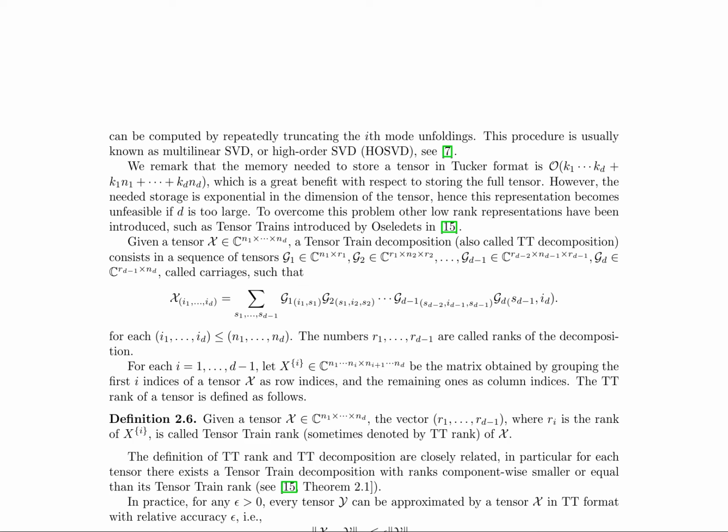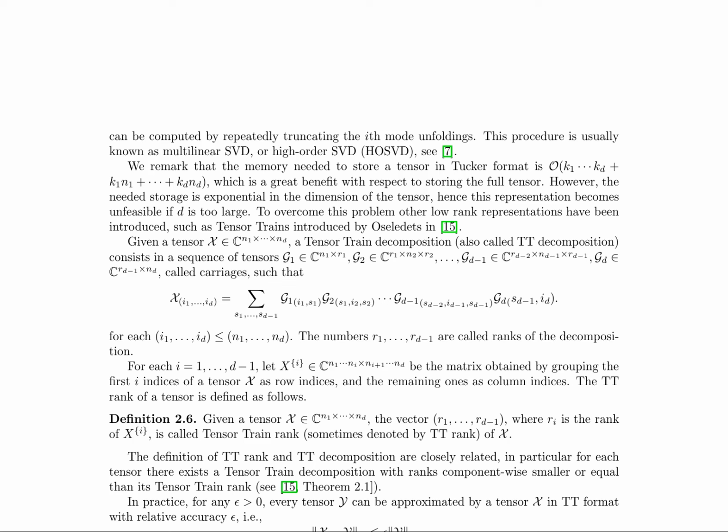A tensor train decomposition consists of a sequence of tensors, called carriages, such that X(i1, ..., id) equals the sum over s1, ..., s_{d-1} of G1(i1, s1) G2(s1, i2, s2) ... G_{d-1}(s_{d-2}, i_{d-1}, s_{d-1}) G_d(s_{d-1}, i_d). The numbers r1, ..., r_{d-1} are called the ranks of the decomposition.